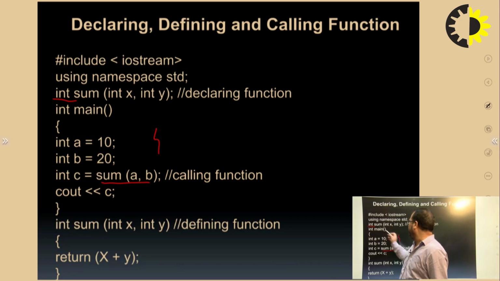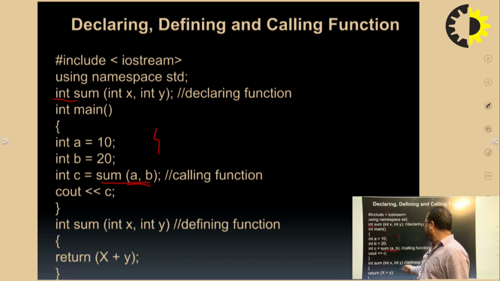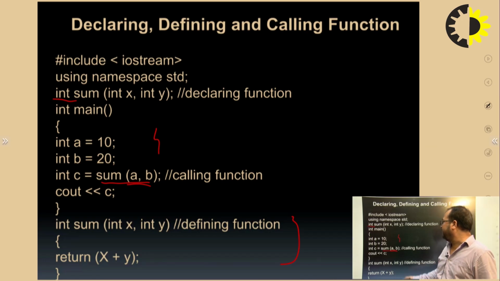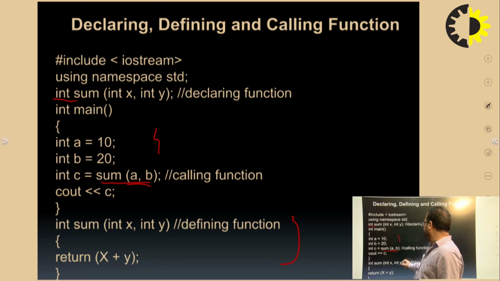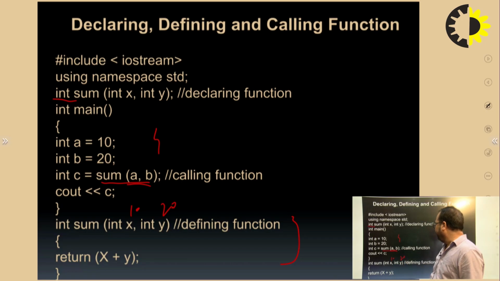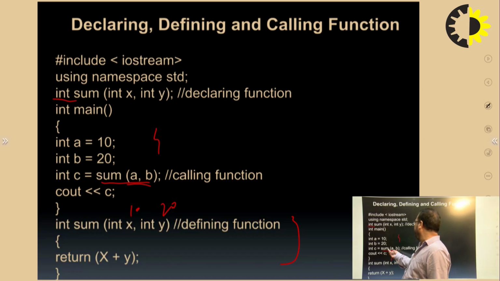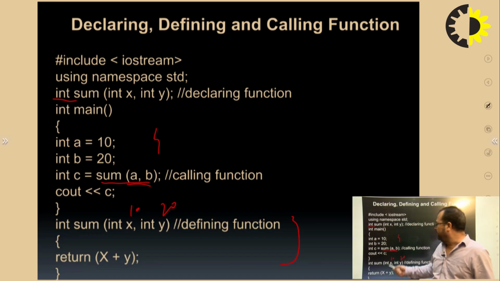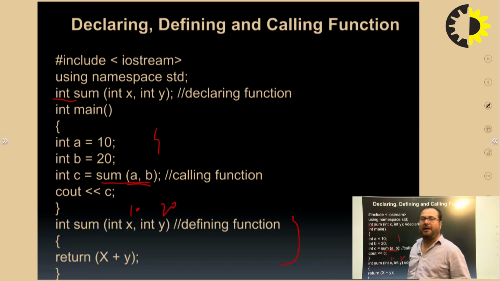when it is called, this particular definition gets invoked, and the definition includes return x plus y. So whatever we pass, say if we have passed a and b as 10 and 20, the formal arguments will simply copy 10 and 20, and it will return 10 plus 20, which means 30. It returns to the point where it was called. So this 30 will be returned here and collected in the variable c. So it will print 30.